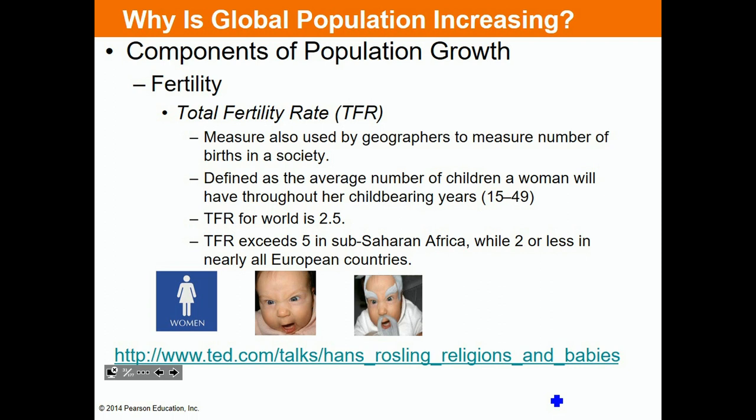The total fertility rate is going to be the amount of babies that a girl is going to have on average throughout her life. We consider these years to be a woman's fecund years. Fecundity refers to their ability to have kids.